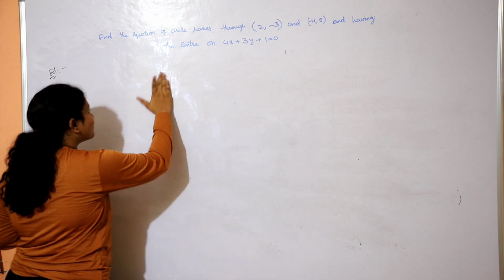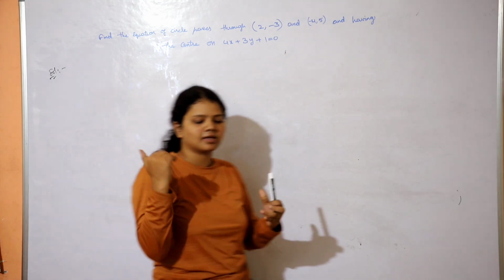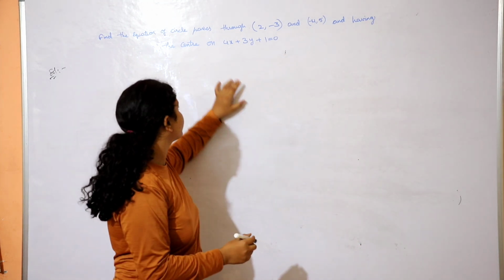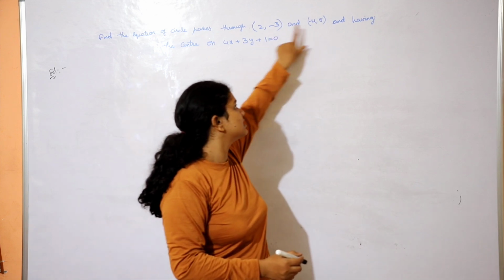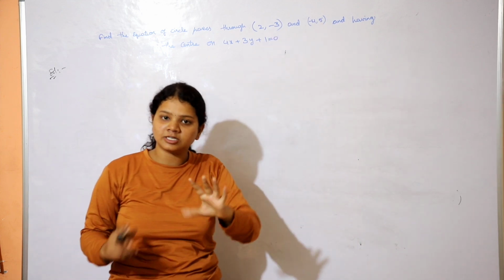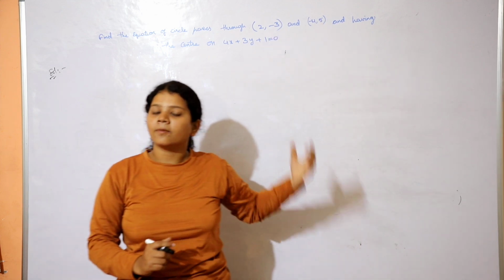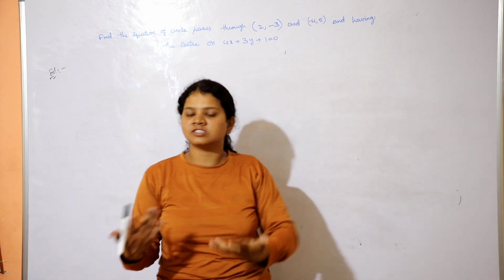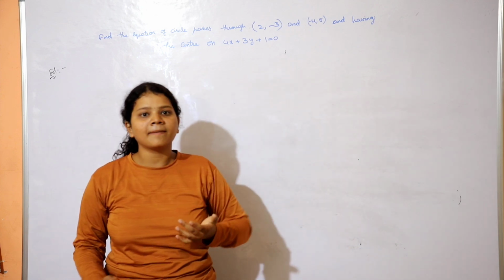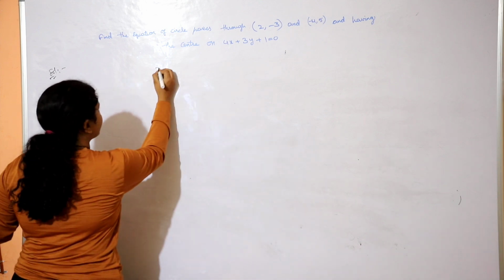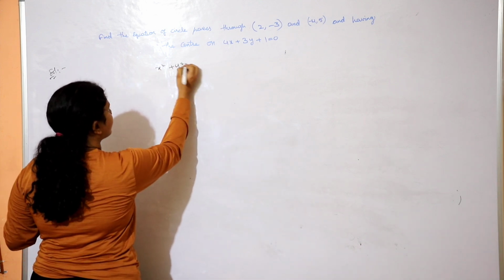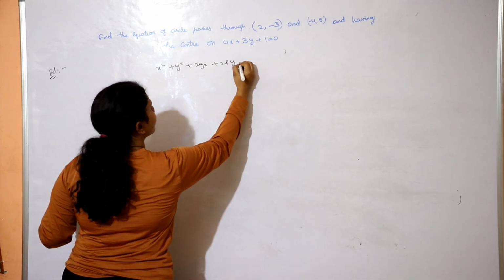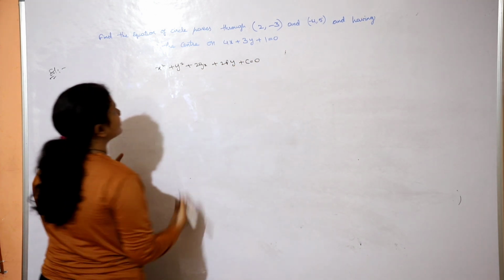To solve this particular equation, guys, there is nothing different over here. First of all, they have mentioned 2 points, 2 comma minus 3 and minus 4 comma 5, and then they have mentioned the equation. They're asking to find out the equation of circle. So what is the general equation of circle? That's x square plus y square plus 2gx plus 2fy plus c equal to 0. So this is the general equation of the circle.